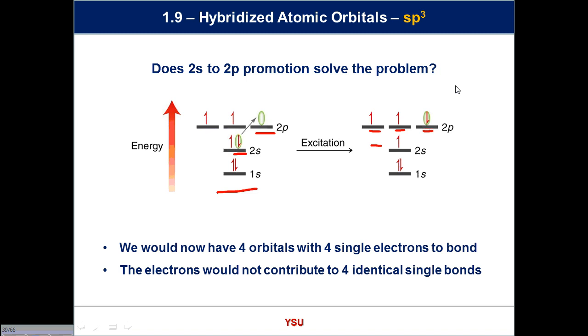But the problem now is the same. I still have different orbitals. I have a 2s and I have three 2p's. That's no good because that will not contribute to four equivalent bonds. So we need to think about another way of doing this, and what we call hybridization, to come up with that answer. I need four equivalent bonds, therefore I need four equivalent orbitals from carbon to form those bonds.